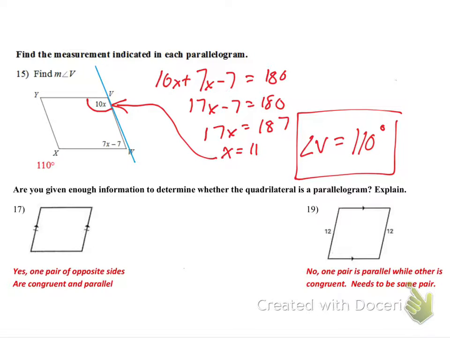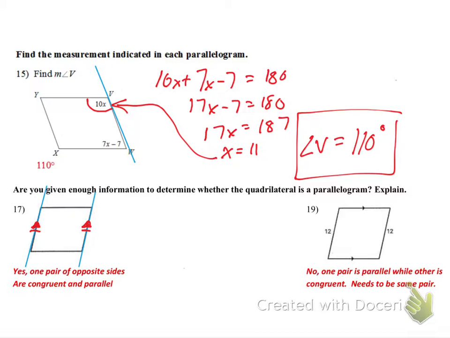All right, are you given enough information to determine whether the quadrilateral, or the four-sided shape, is a parallelogram? Explain. So this first one here, this is parallel to this, right? But then it also says that, so that these are our parallel signs. Then it also says with these dashes that they're also the same. So because they're congruent and they are parallel, we can say yes, one pair of opposite sides are congruent and parallel.